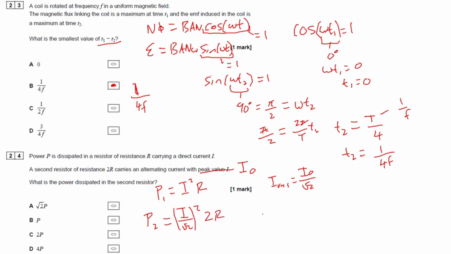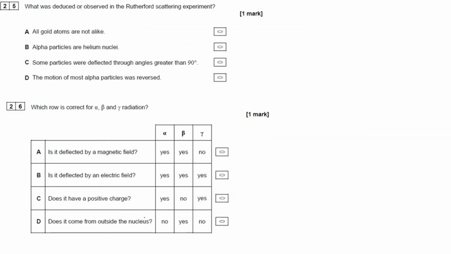Okay, I can just simplify this to write as P2 is equal to, if I just take out the I squared R separately, I'm left with the numbers 2 over square root 2 squared, times I squared R. Okay, this just cancels. So you're left with P2 equals I squared R, which is the same as what P1 was. So that means it has the same power. B is the answer.